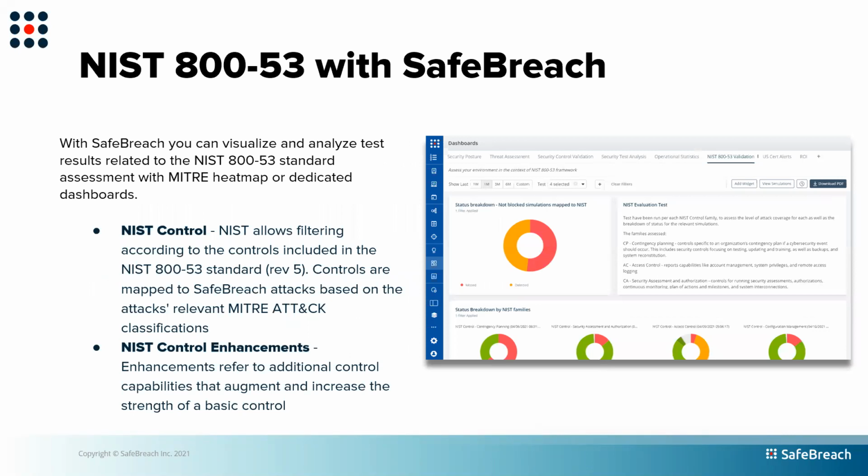With SafeBreach, you can visualize and analyze the test results related to NIST 853 and apply them to the MITRE heat map and dedicated dashboards. The NIST control allows filtering accordingly to the NIST 853 standards, revision 5, for controls that are mapped to SafeBreach attack-based attacks, and also relevant MITRE ATT&CK classifications. The NIST control enhancements refer to additional control capabilities to augment and increase the strength of the basic controls.